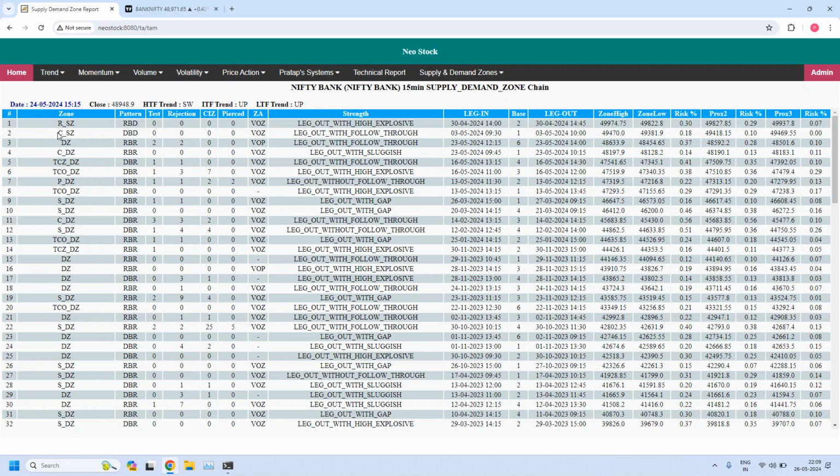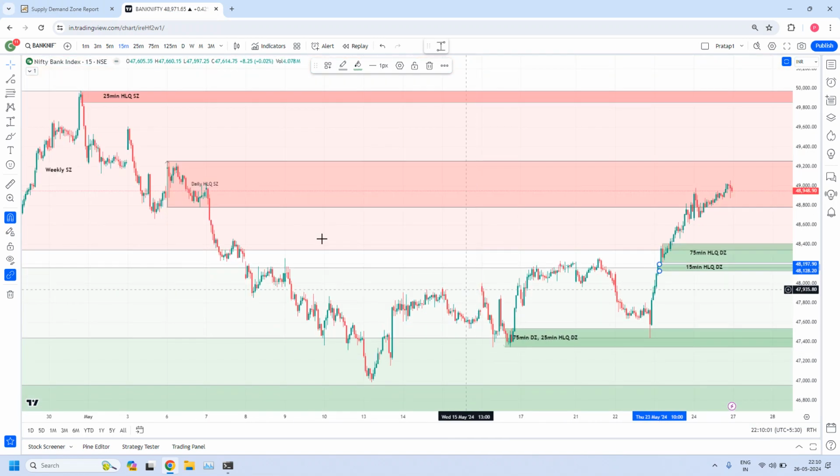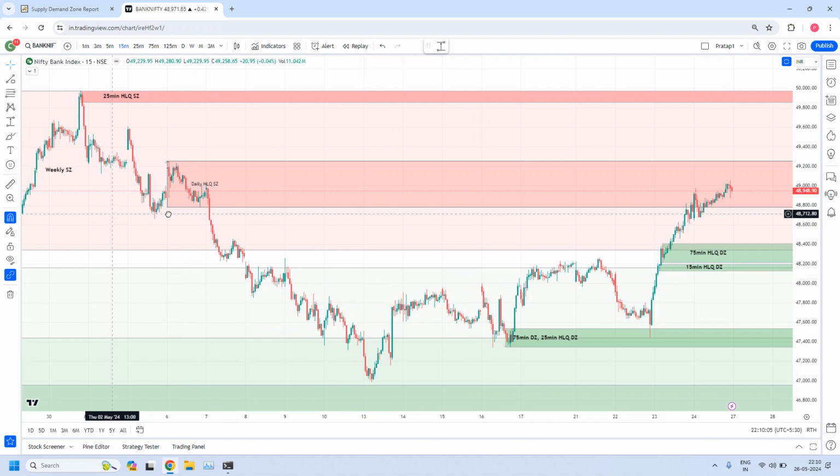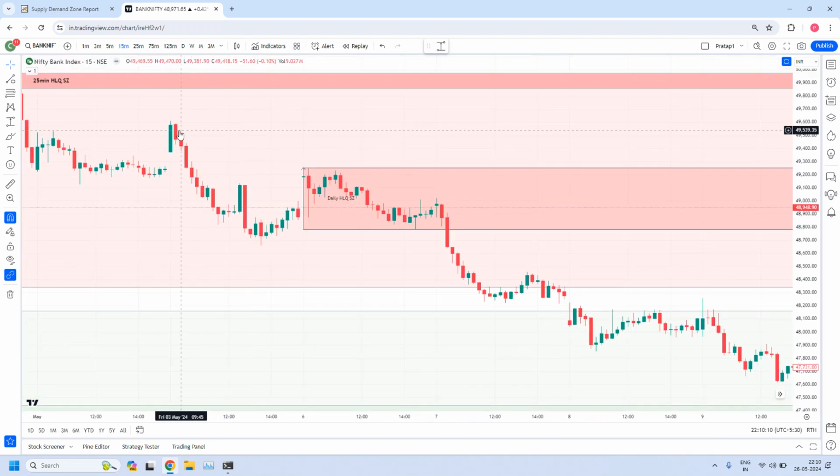Okay, now we have two high liquidity supply zones. Let me draw both. The first one is on 3rd May, and it has one base candle. 3rd May 9:30 means somewhere here. Yes, we have a drop, base, drop.